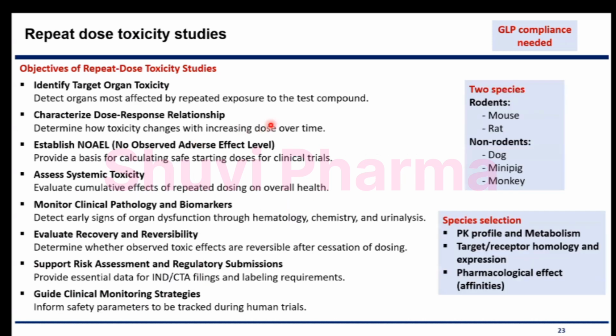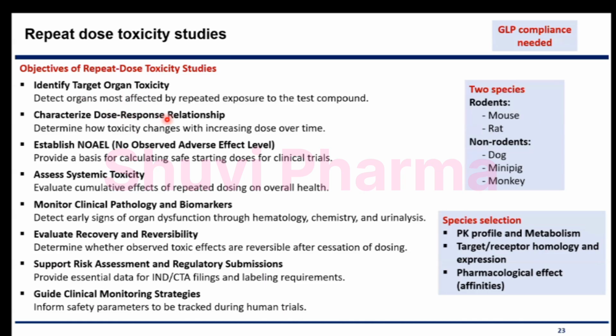Repeat dose toxicity studies. So repeat dose itself tells you that you give the drug or the candidate or the molecule to the animals every day and see their long-term effect, what happens on different organs. So why do you do these studies? To identify the target organs. Okay, whether it is affecting liver or heart or kidney, or what is it doing.